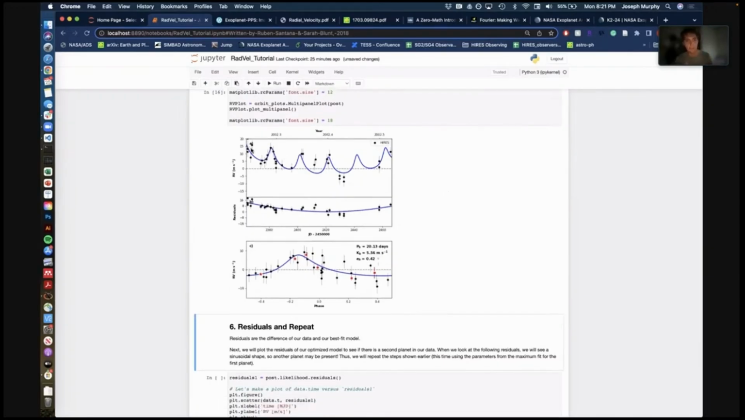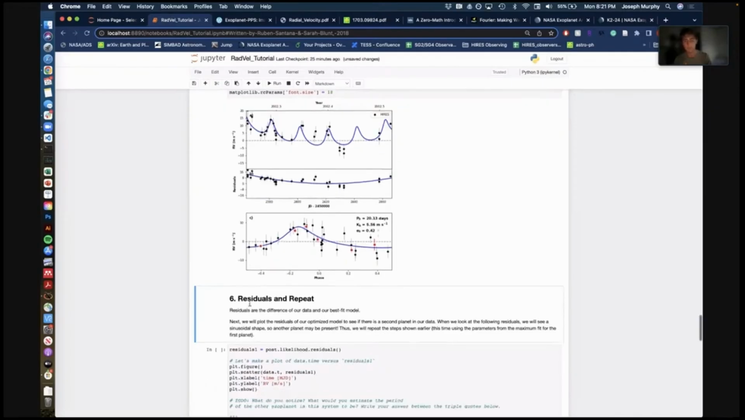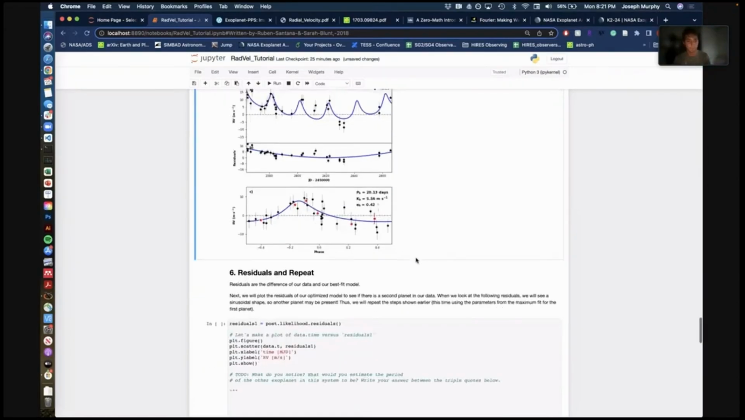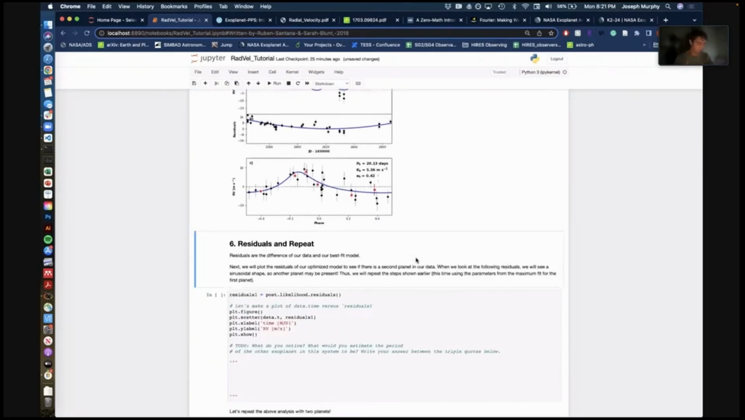And so here is our time series of data. Here is our quadratic trend and linear trend as well. And then below, this is what's called a phase-folded plot of the data. If we take the data and fold it to what we think the period of the planet is, in this case about 20 days, what does the orbit look like? For a circular orbit with 0 eccentricity, we'd hope to see a sine curve.